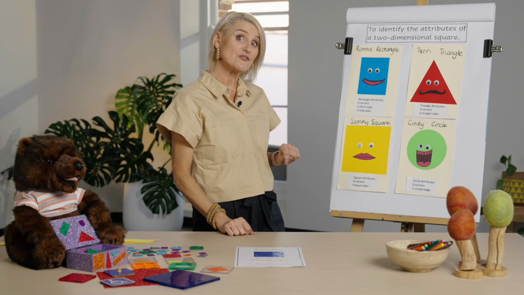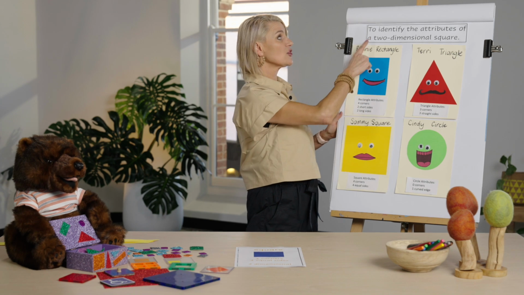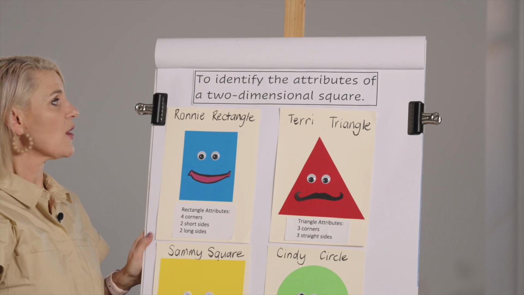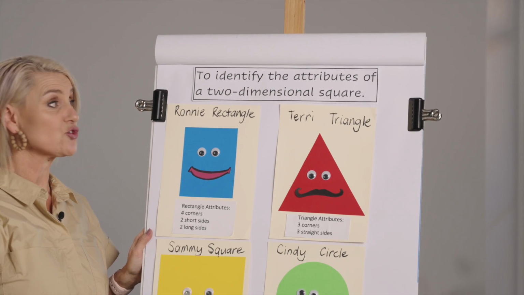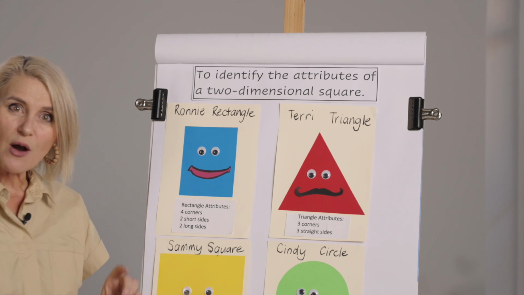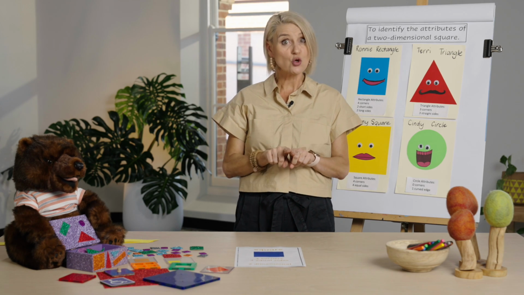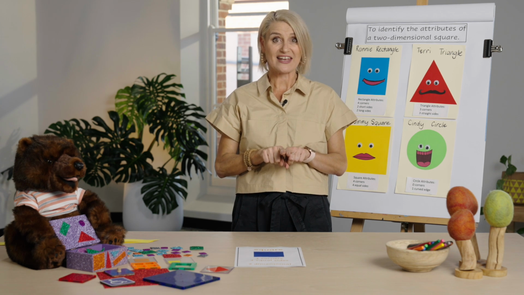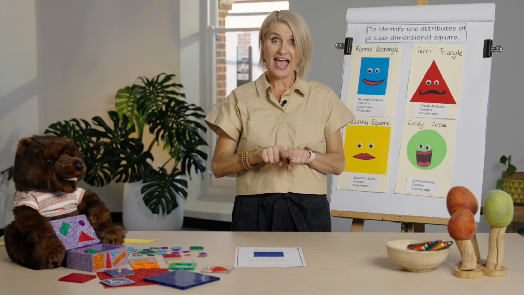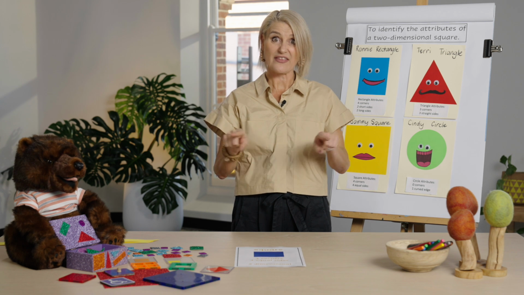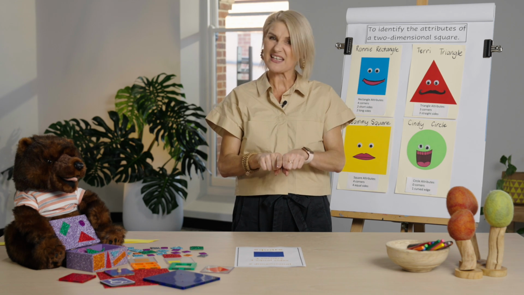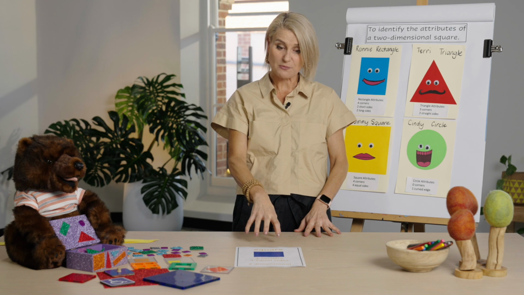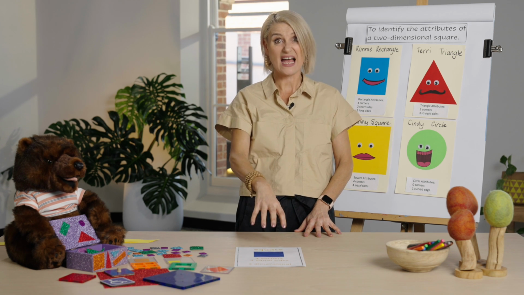The learning intention for today's lesson is to identify the attributes of a two-dimensional square. And remember, when we're talking about a two-dimensional square or a two-dimensional shape, it means that it has length and it has width. They're the two dimensions. But it does not have any depth, which means we can't pick it up.